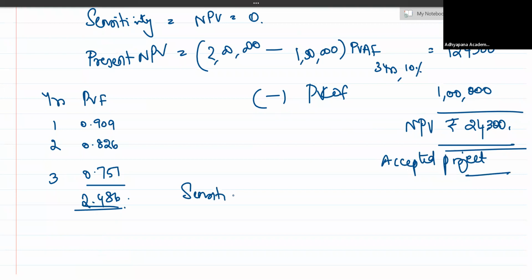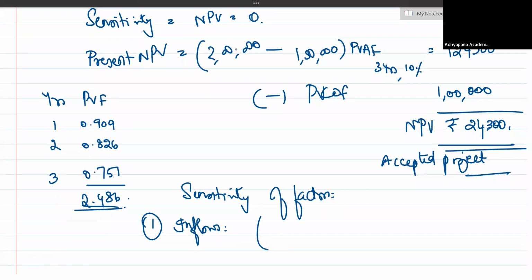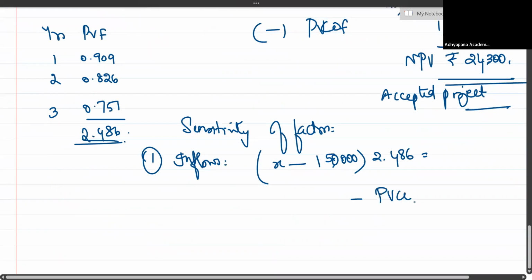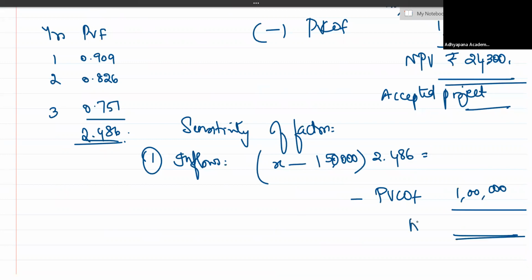Now, to measure the sensitivity of factors. What all could be the sensitivity of factors? Number 1, if it is for inflows. How much will be the NPV now? This inflow of 2 lakhs is now taken as X. X minus 1,50,000 into the present value annuity factor. I told you, while measuring sensitivity, it is only one factor which will change at a point of time. So I am keeping only the inflows unknown and the other factors I keep constant. Minus the present value of cash outflow of 1 lakh. With the change in inflows, how much should be my NPV now?